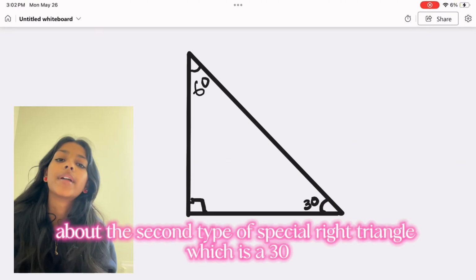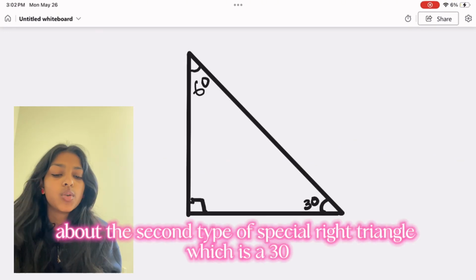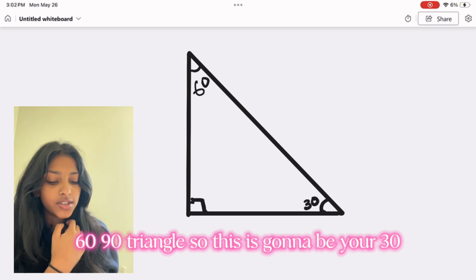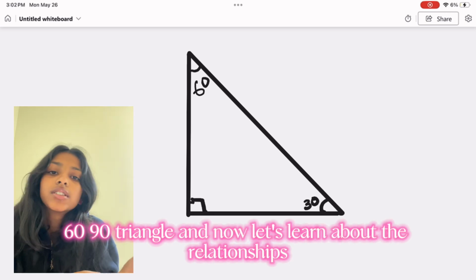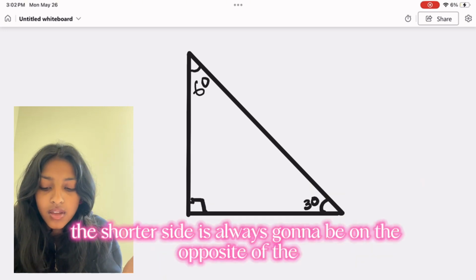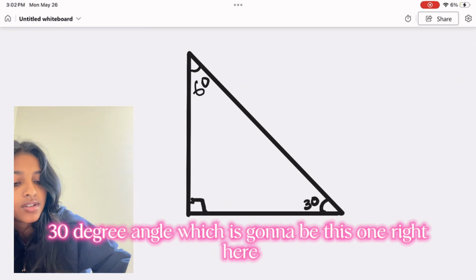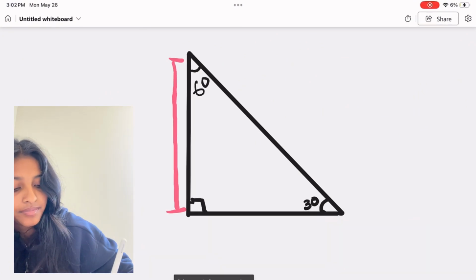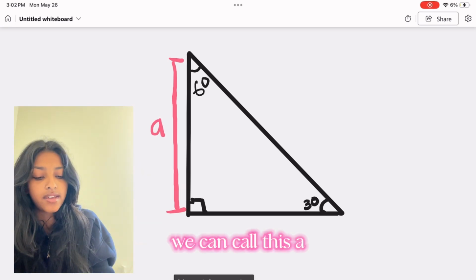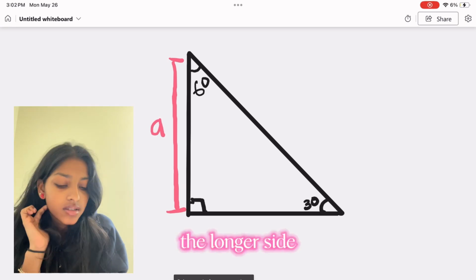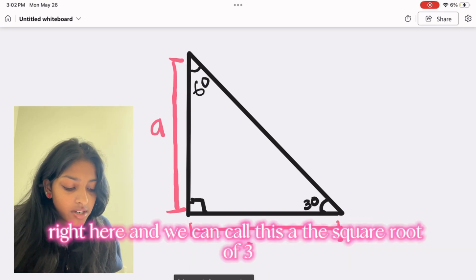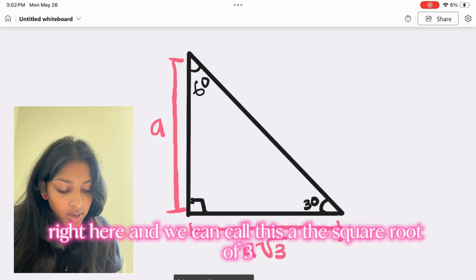Now let's learn about the second type of special right triangle, which is a 30-60-90 triangle. So this is going to be our 30-60-90 triangle. And now let's learn about the relationships. The shorter side is always going to be opposite the 30-degree angle, which is this one right here. We can call this a. The longer side is always going to be opposite the 60-degree angle right here, and we can call this a square root of 3.